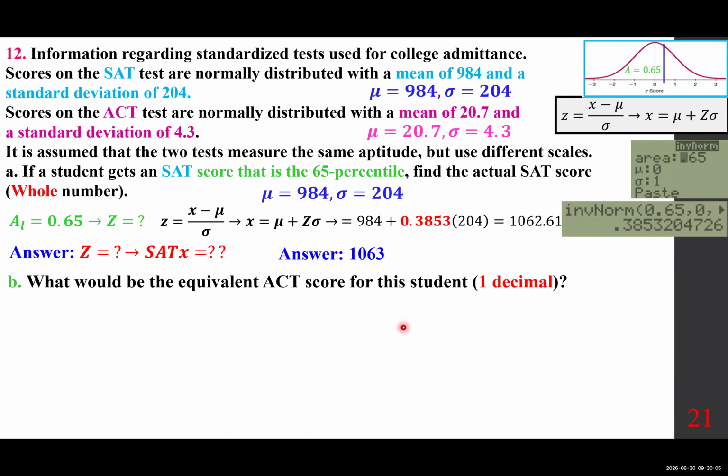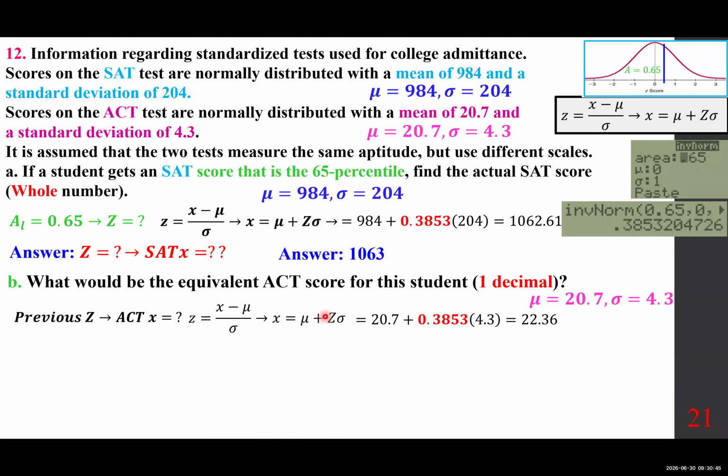What would be the equivalent ACT score for this student? So we want to find the x value for this group, and we are going to use the same z here that was calculated and find the x. And if z is that, x is that. And so we got everything, just to make sure mu and sigma come from this area. So we're going to write this mu and sigma we are going to use here. And the z that we had here, plug in.